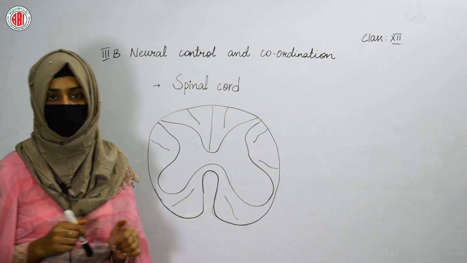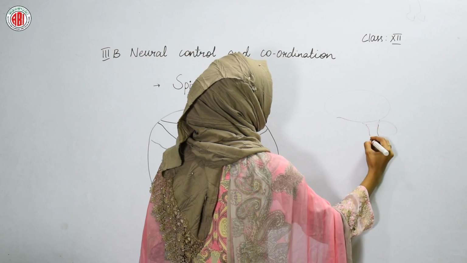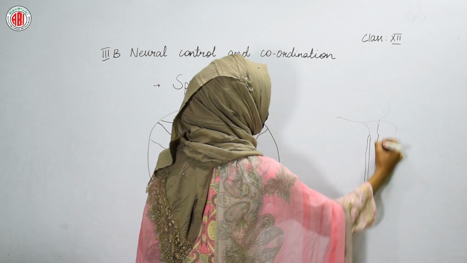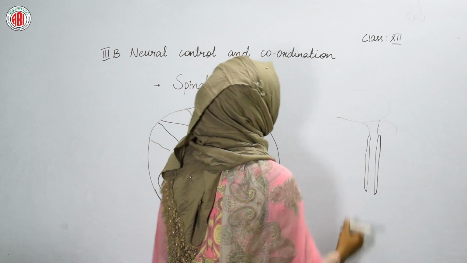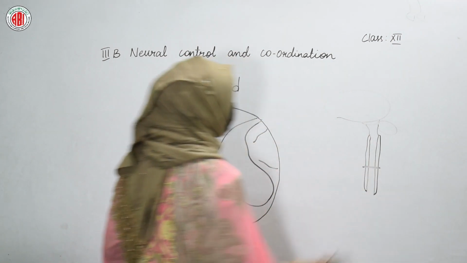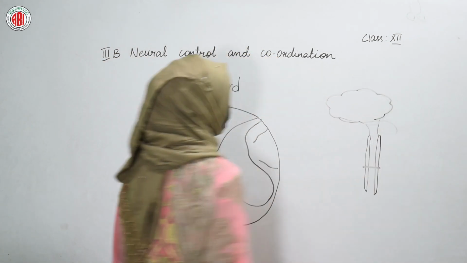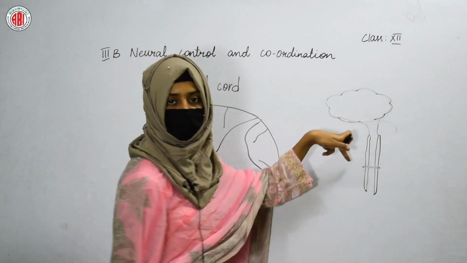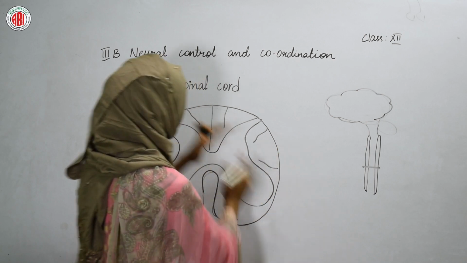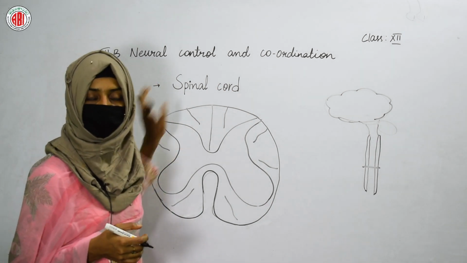Let us see the section of the spinal cord. We know that this is our brain, and this medulla oblongata, when it shows the extension, this is our spinal cord, and it is protected by the vertebral column. When you do the section cutting of this spinal cord, after the section cutting you can see this kind of structure. So this is a section of our spinal cord.